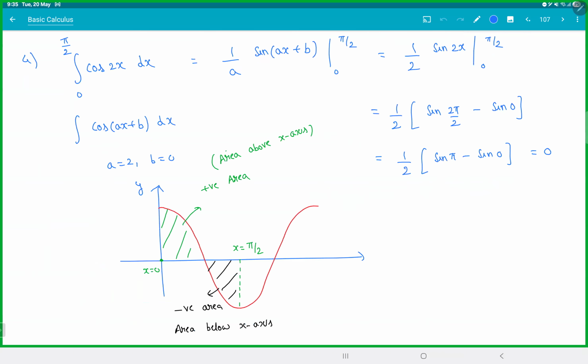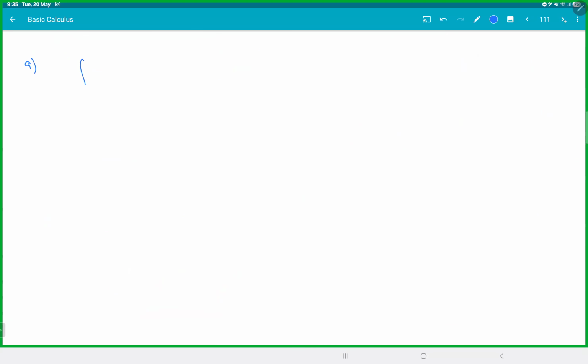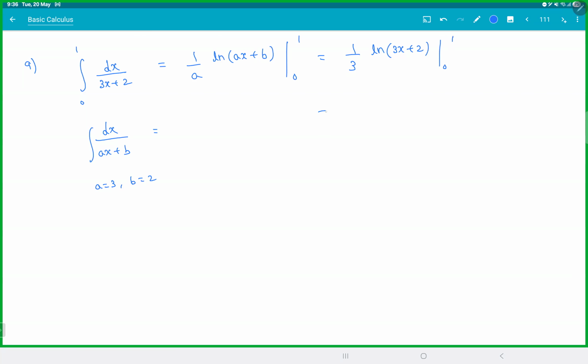Let's see the ninth one. Dx by 3x plus 2. This guy looks like ax plus b. A is 3 and b is 2. So the integration is 1 by a ln ax plus b. So 1 by 3 ln 3x plus 2, limits will go from 0 to 1. Substitute 1, we get ln 3 plus 2, ln 5. Substitute 0, we get ln 2.